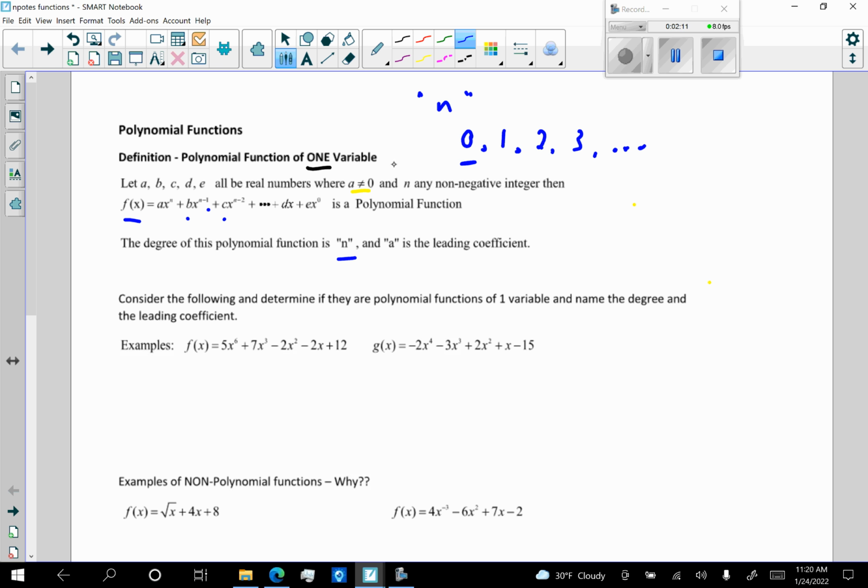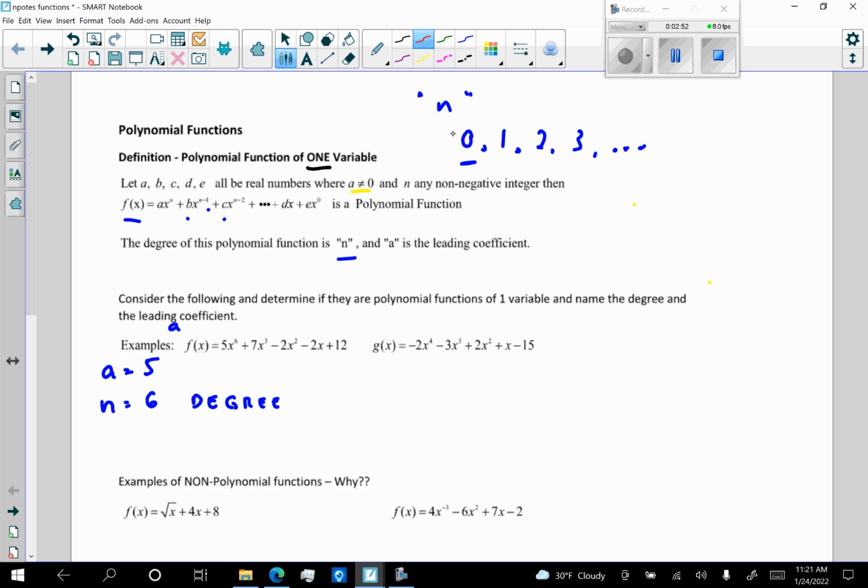So let's look at some examples of the polynomial functions of one variable and name the degree and the leading coefficient. So this guy right here, we see that all the exponents are non-negative integers. And here, a is going to be the leading coefficient, and the degree is going to be n. So a for this particular example is 5, and n is going to be 6, and this is the degree of this polynomial. So this is a 6-degree polynomial. Let me rewrite that 5 a little bit better so we can see it. And the leading coefficient is 5.